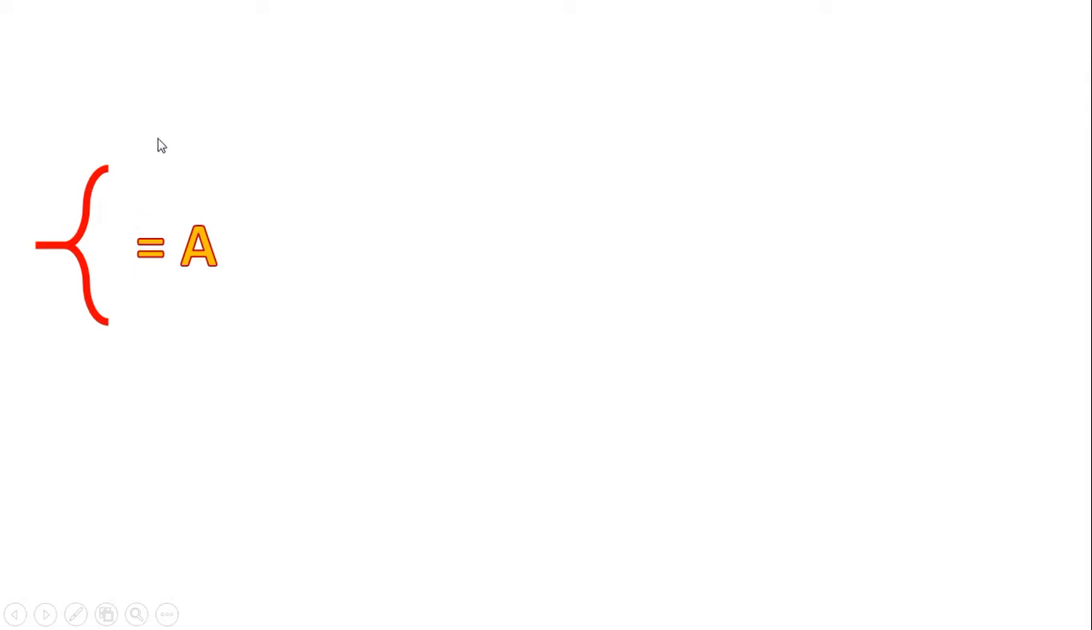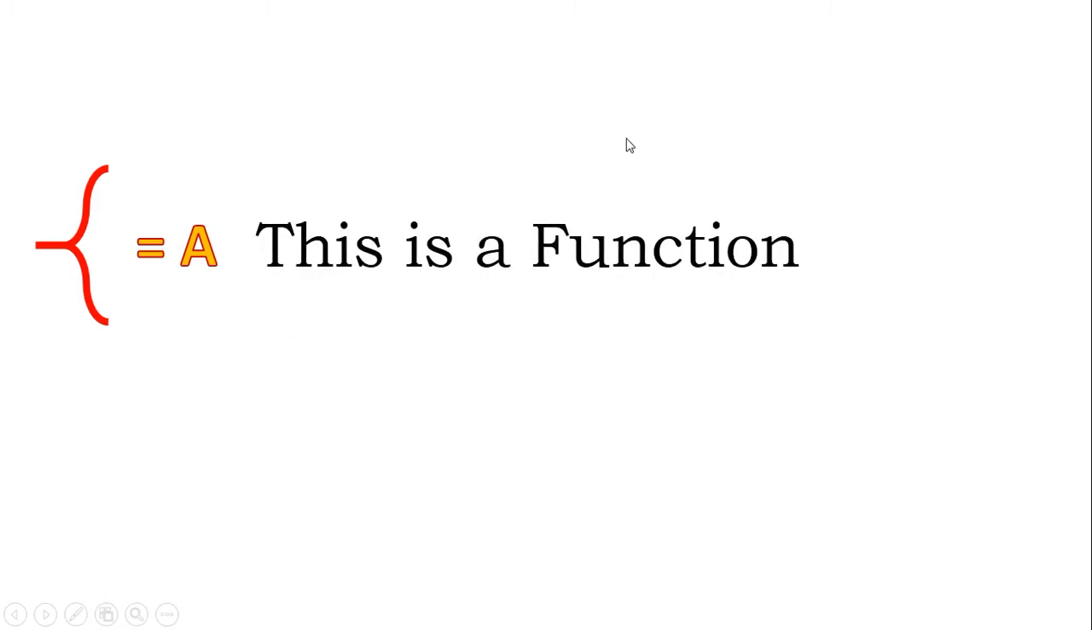So if we write A in place of that red thing, then the code looks like this, and you can see that the code has become smaller. The red lines are replaced by A, and the code has become much smaller. So what we did now, this red line equals A, is called a function.